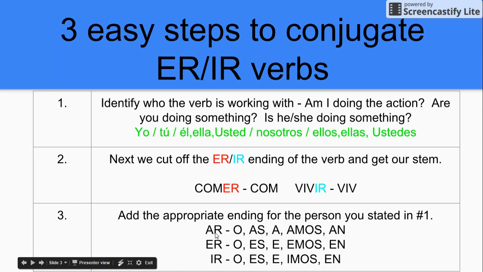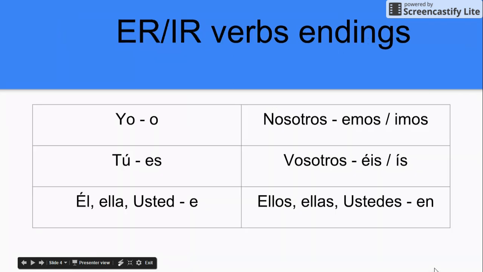Just as a review, the AR verbs look like this: o, as, a, amos, an. ER and IR verbs are the exact same thing throughout the pattern except for in the nosotros form. We see it's emos and imos. Again, the E, emos, because it's an ER verb. I for imos because it's an IR verb. So the endings are yo, o, tú, es, él, ella, usted, e, nosotros, emos for ER, imos for IR.